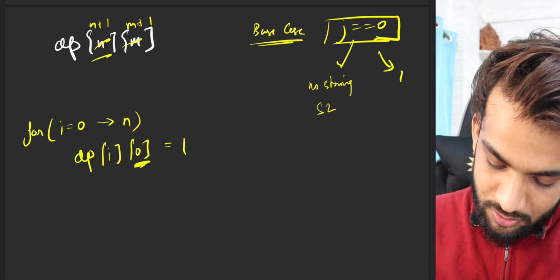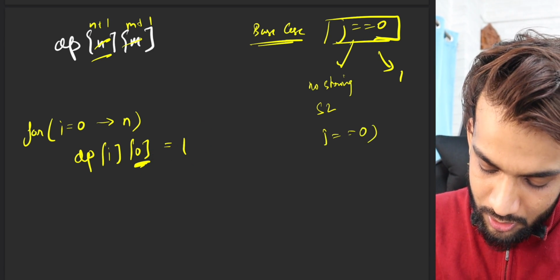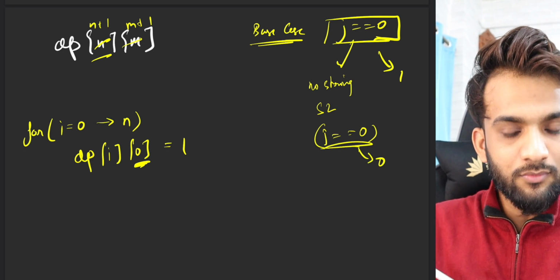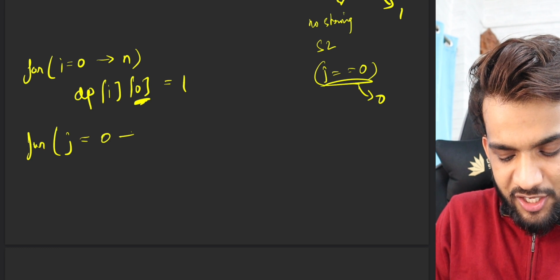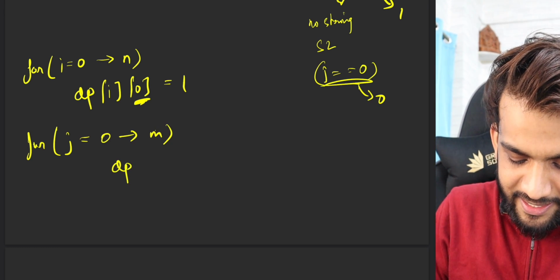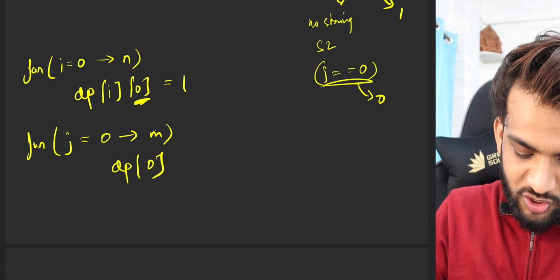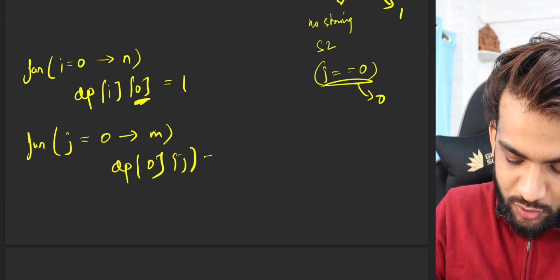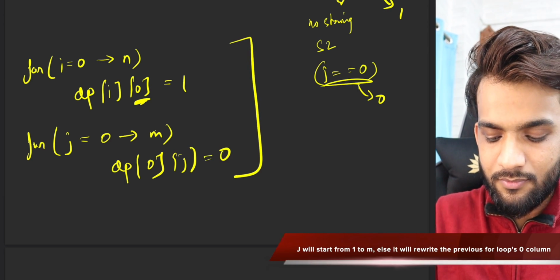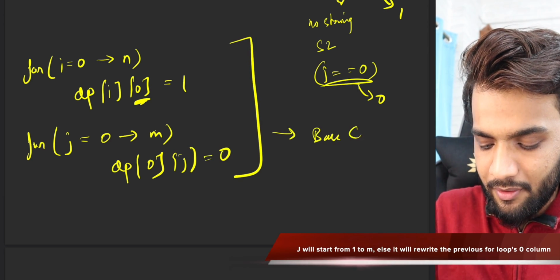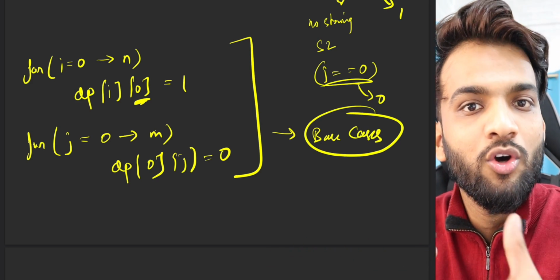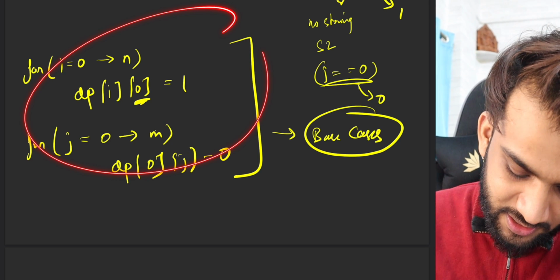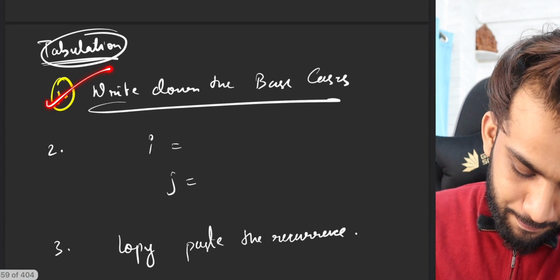And what is the other case? i equal to 0. In this, you have to put a 0. So that's going to be very simple. For any j, you're going to say dp of 0, which is i, and for any j it is going to be 0. That's it. These are going to be your base cases. Just look at the base cases and try to write them. Perfect. So I've written the base cases. Step done.